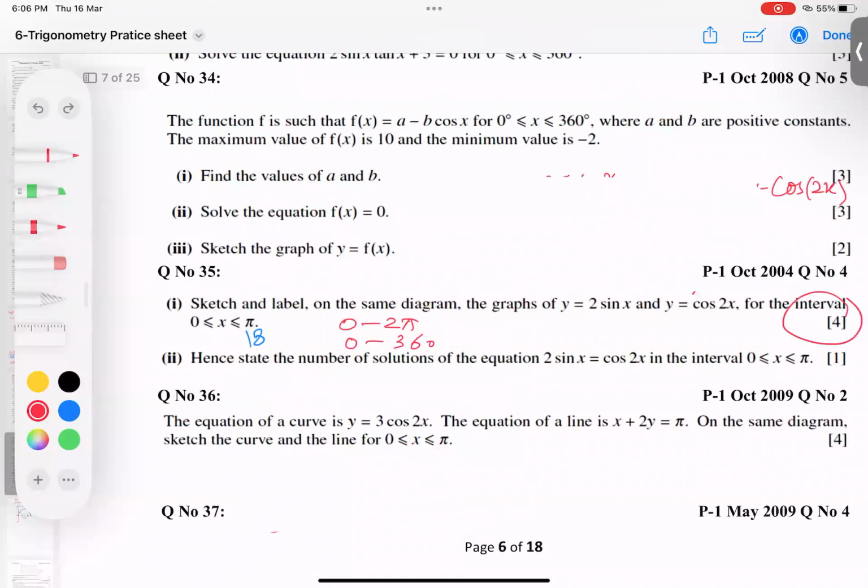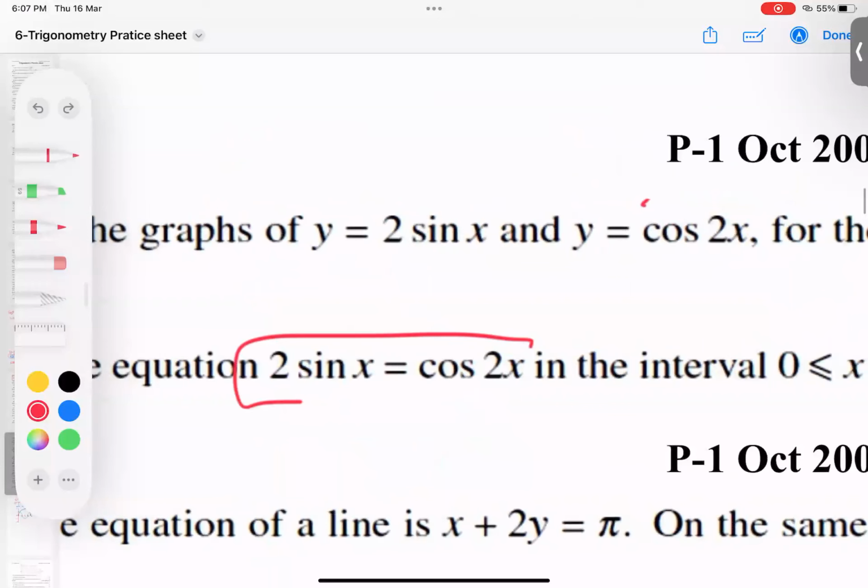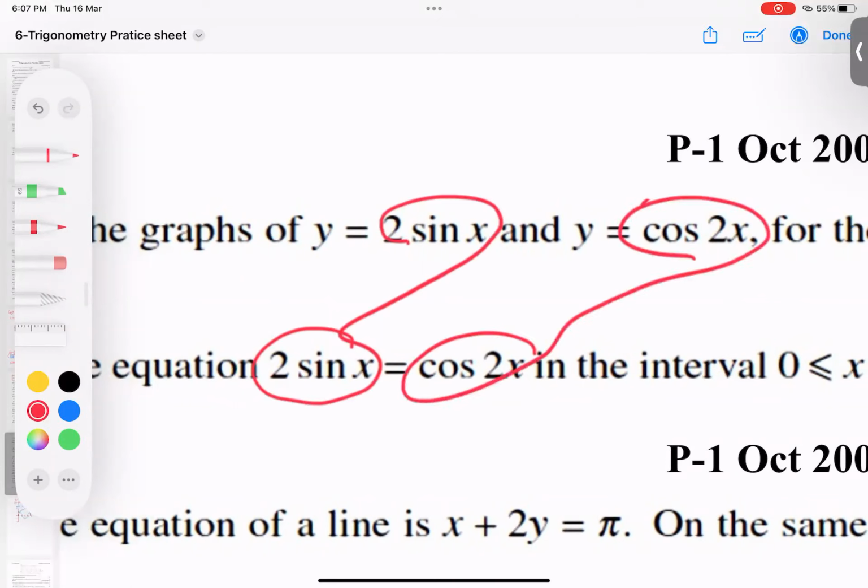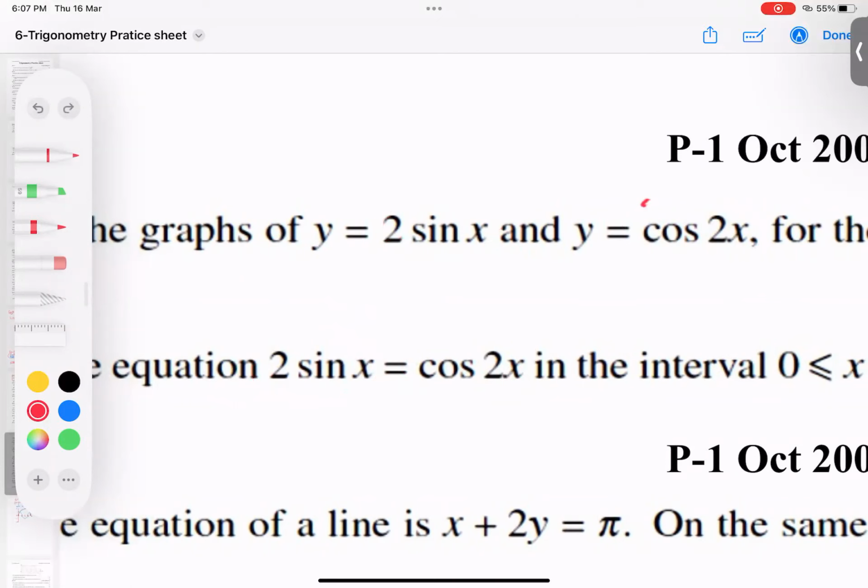So the first part, 4 marks, done, alhamdulillah. Part number 2: state the number of solutions of this equation. So my question to you: from where did I get this equation? Check it. Is this the same? Correct. Is this the same? Correct. Actually, both y's are equal to each other, and you know very well that y equal to y means where they intersect.